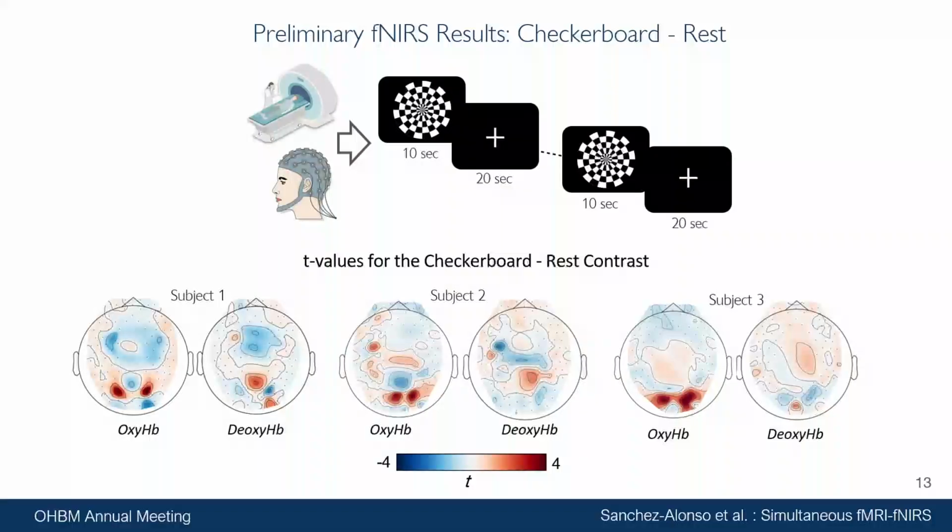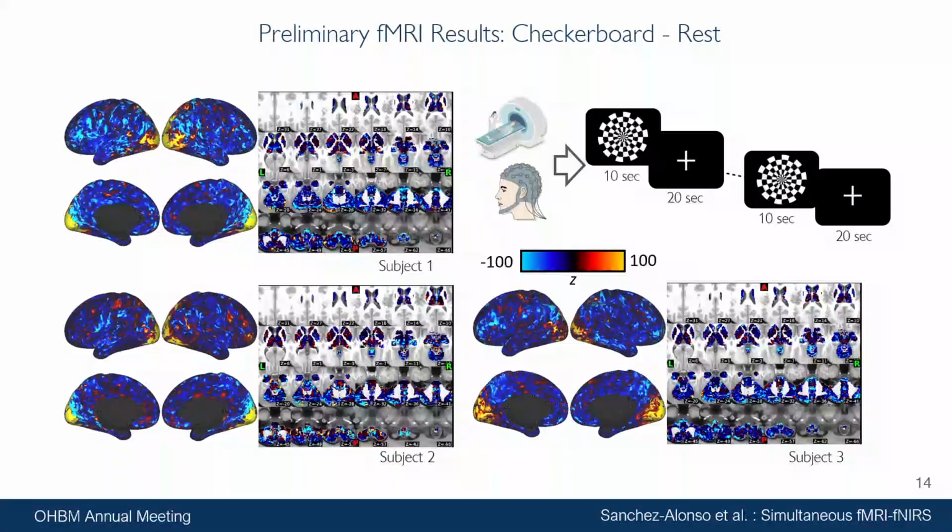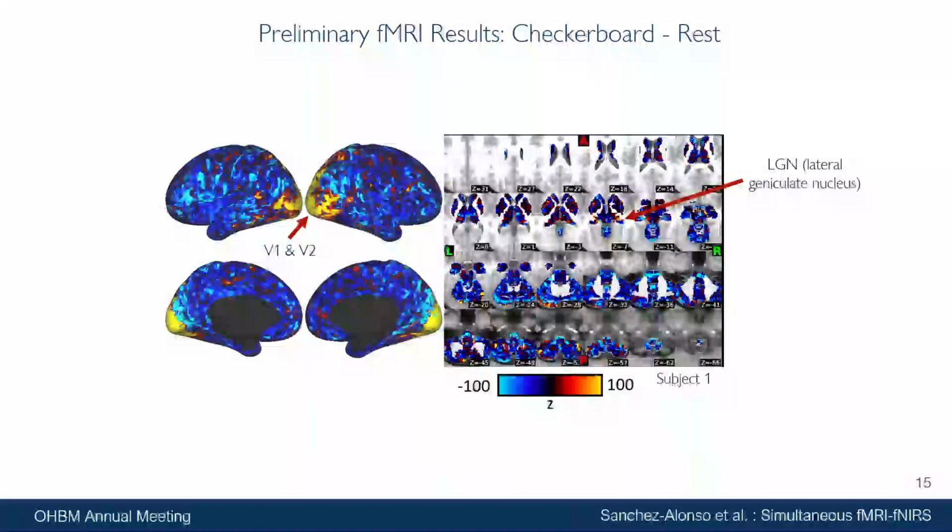As you can see with the NIRS data, we can collect both oxygenated and deoxygenated hemoglobin. And as you can see in the maps, the two signals are negatively correlated, which is what we would expect. With respect to the fMRI data, there are no surprises here. I'm just showing the beta maps to show that there is, as expected, engagement of primary and secondary visual cortex. And if we look at the subcortical level, we also see engagement of the LGN.